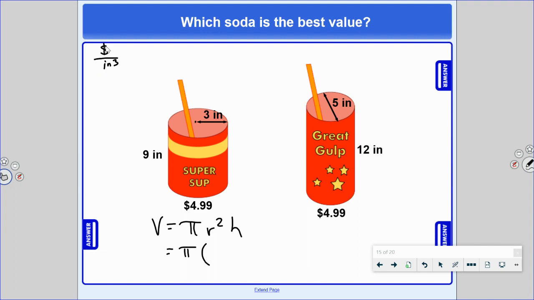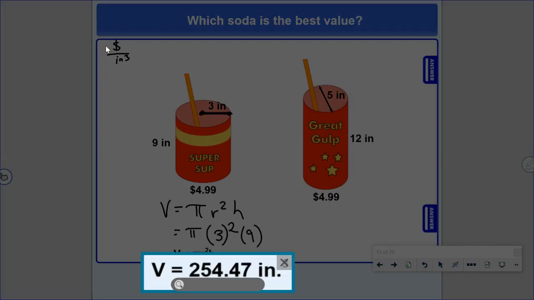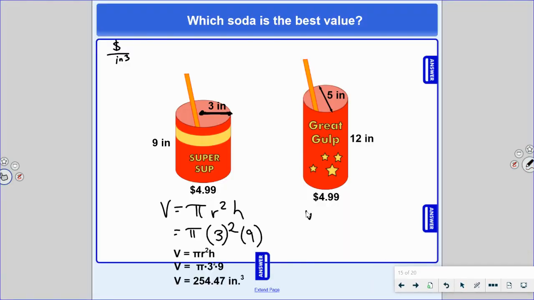All right, so I take a look at this first one, volume, pi, radius squared, height. In this case, the radius appears to be 3. Don't forget to square it. 3 times 3 times a height of 9. Now, if I went ahead and calculated that out, it's going to be 254 and 47 cubic inches. That is an approximate. It's not perfect. Now let's take a look at the other side.